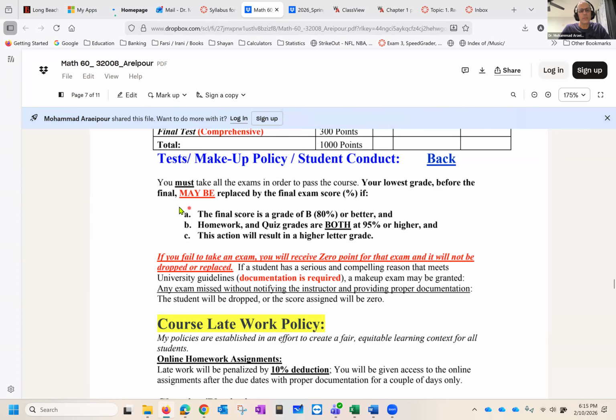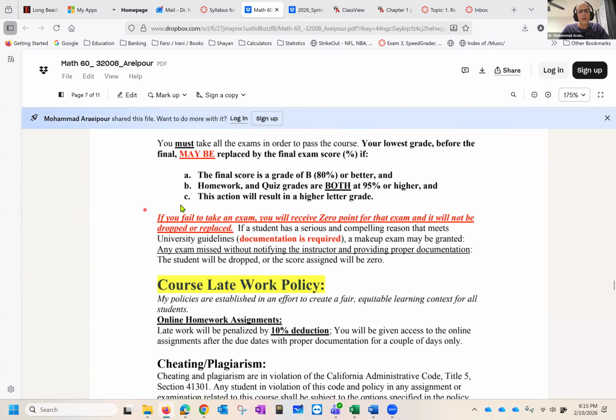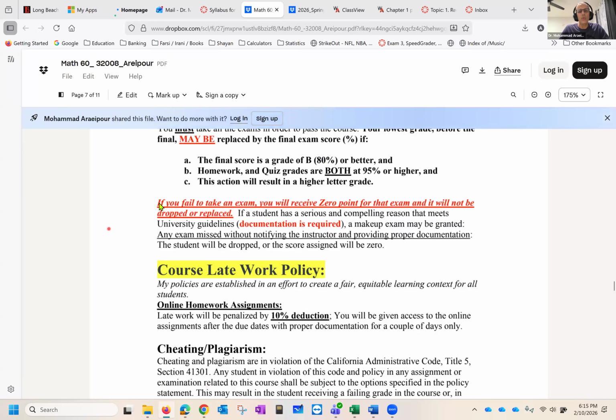Your lowest grade before the final may be replaced by the final exam score if the final score is a grade of B, that means 80% or better, and homework and quizzes are both at 95% or higher, and this action will result in a higher letter grade. Even if we go through that, if I change the lowest exam grade but your overall course grade doesn't change by one letter, it's not worth doing it. Also, if you fail to take an exam, you will receive 0 points for that exam, and it will not be dropped or replaced.